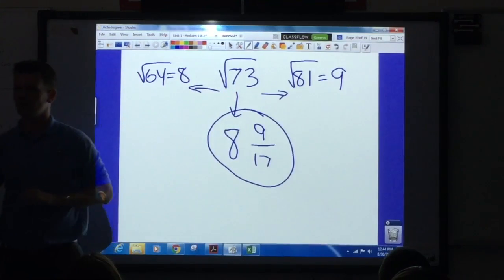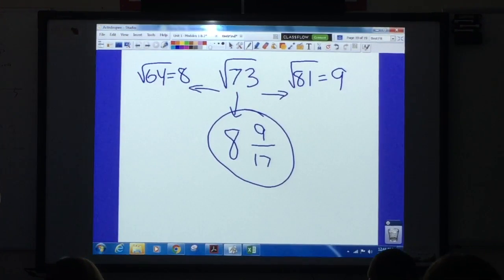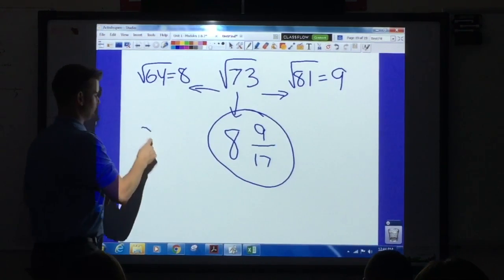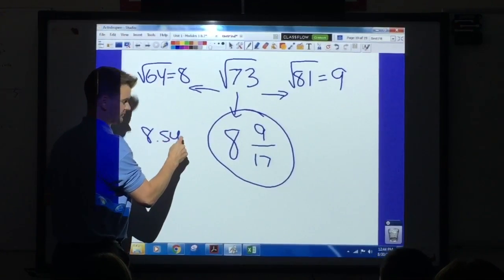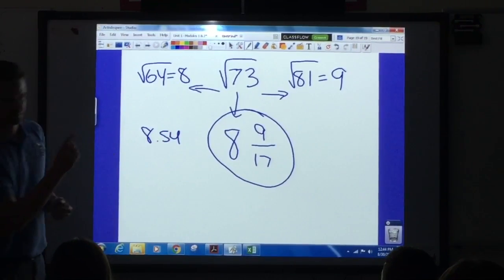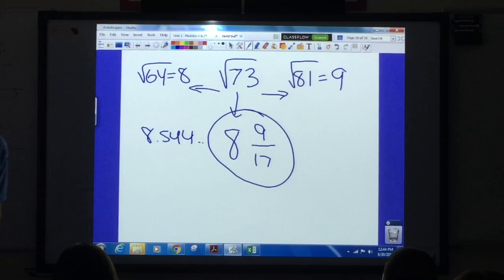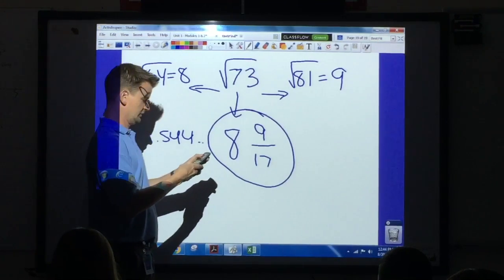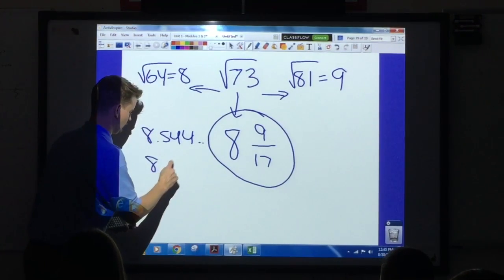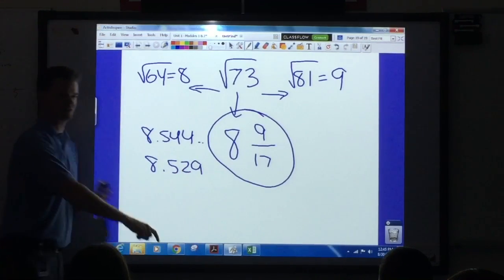How can you prove that? Check it on your calculator. What's the square root of 73? Do you have a calculator? 8.54. So it's 8.54 something something. 8.544 dot dot dot. And then if you were to actually turn this fraction into a decimal, it becomes 8.529.